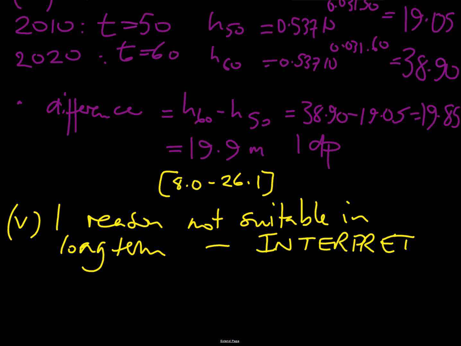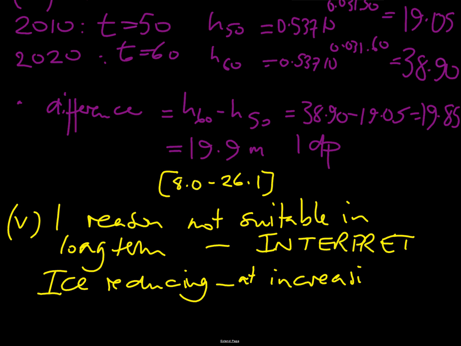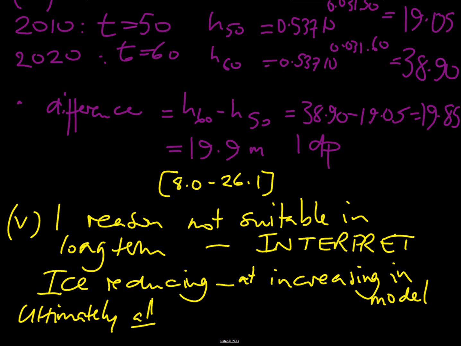And what do we have here? We've got the ice is reducing, isn't it? It's melting, and what we're seeing is an increasing rate. Yeah, that's what we saw. That's what that relationship gives us. So it's at an increasing rate according to the model, but ultimately, if you just think it through in the circumstance, all the ice is going to melt. All the ice will melt.